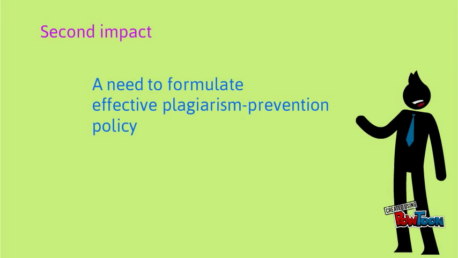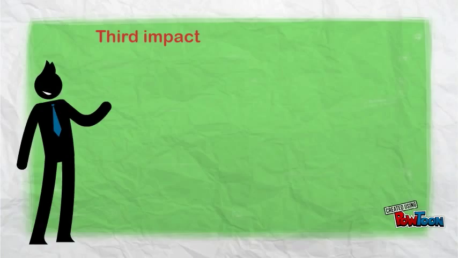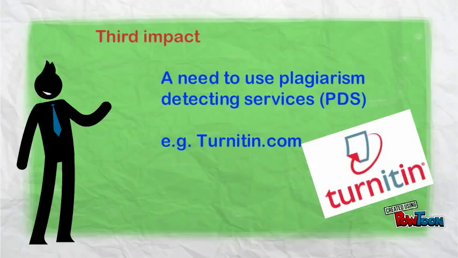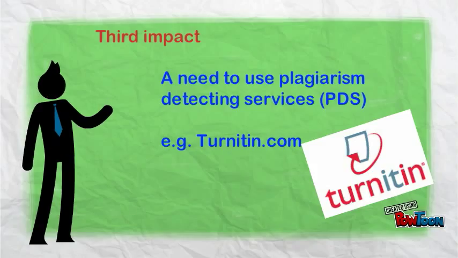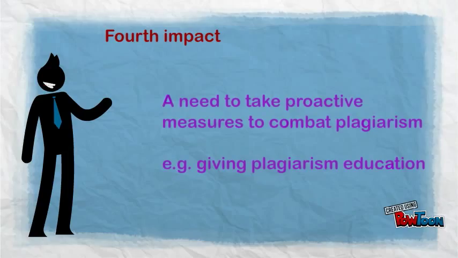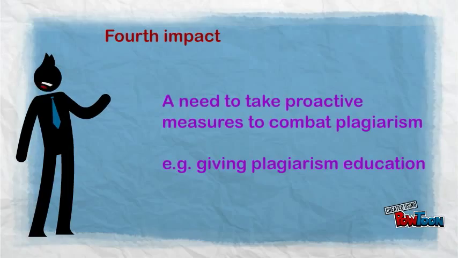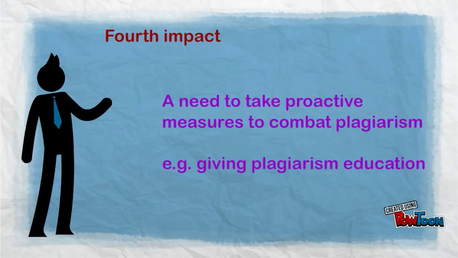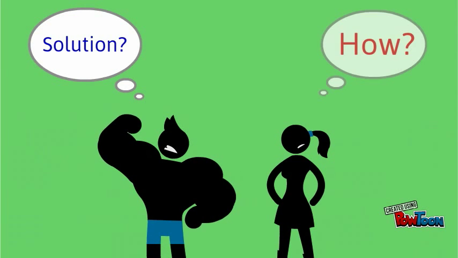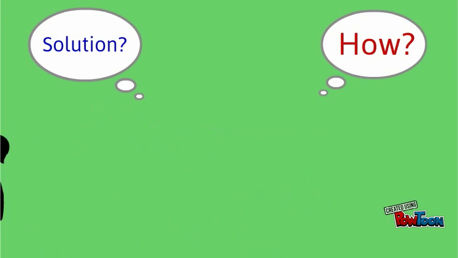Third, the high likelihood of online plagiarism among students makes it necessary to use plagiarism detecting services like Turnitin.com to help reduce students' academic misconduct. Fourth, increasing online plagiarism asks for urgent proactive and preventive measures, like effectively rendering plagiarism education, to be taken by higher education institutions. Now, let's look at how we can solve the problem of online plagiarism.